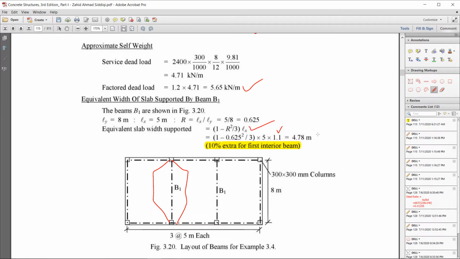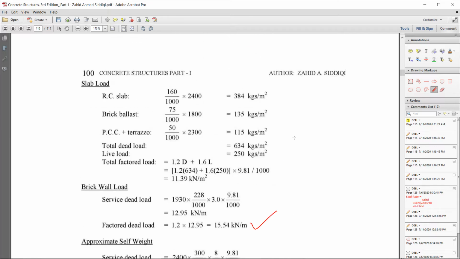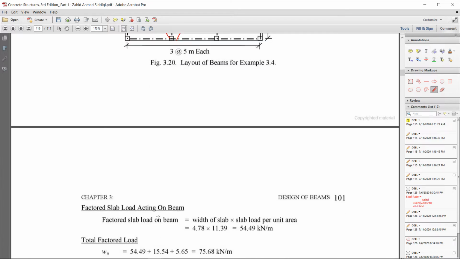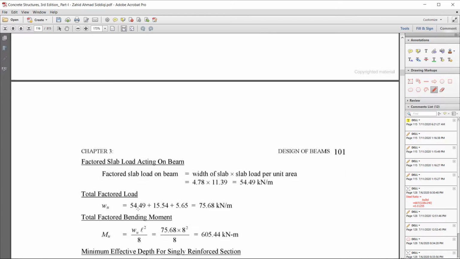Now we multiply this equivalent width with the total factored load of the slab, then we get the factored slab load on beam. The equivalent width that we have calculated, that is 4.78, multiplied with the slab load. So the total slab load is 54.49 kilonewton per meter. Now the total factored load is Wu, that is 54.49 plus 15.54 plus 5.65. So the total factored load is 75.68.